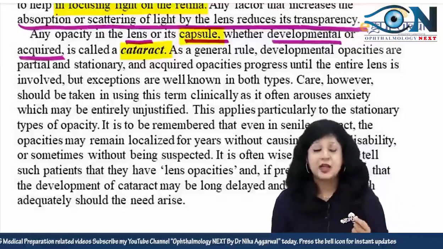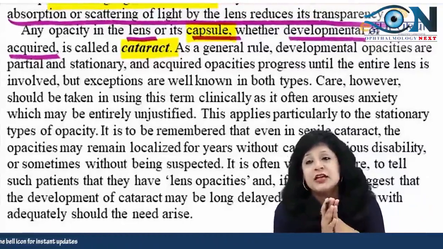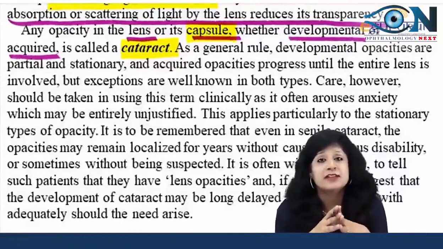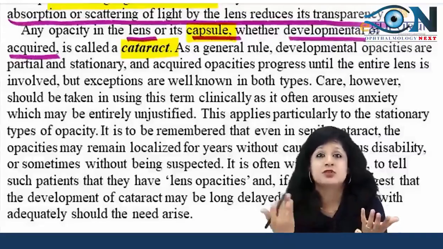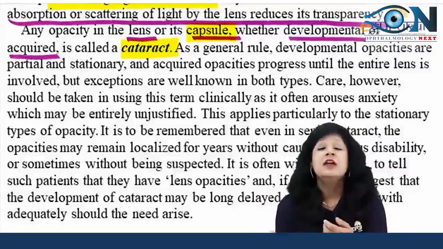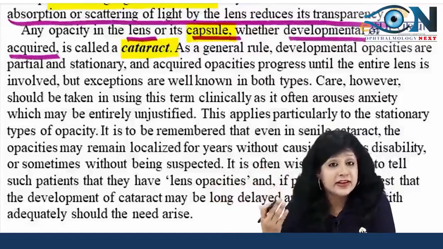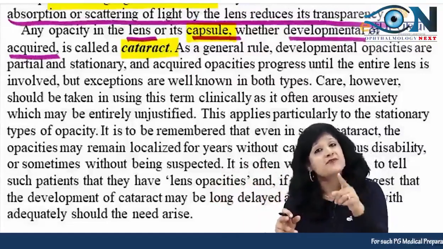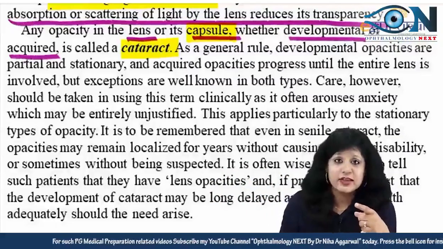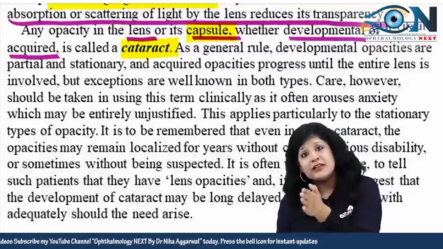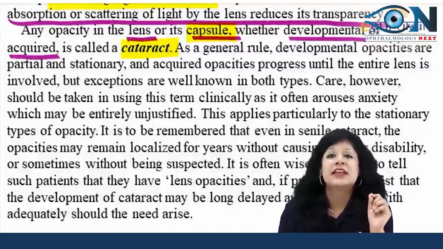Another thing you should notice is that not only opacification in the lens is called a cataract; if it is present in the capsule also, it is called a cataract. We have an anterior capsular cataract, a posterior capsular cataract, then a subcapsular cataract also, and so on. But do you really realize that opacification in the capsule is also a cataract? The capsule is also a part of the lens, and if you have some opacification in the capsule, it is very well a cataract only, right?